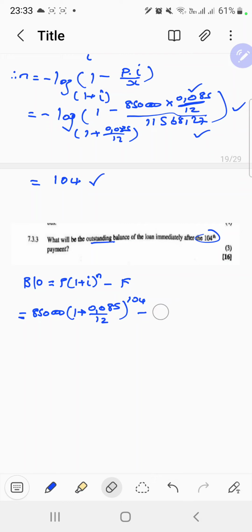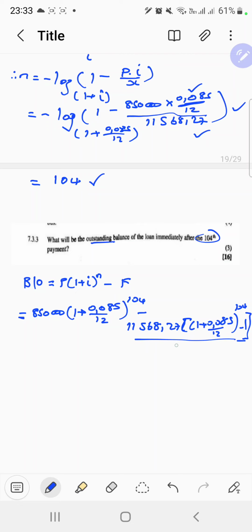It's not really working out, so we're just going to put it here. So this is going to be 11,568.27 into 1 plus 0.085 over 12, all to the 104 minus 1. Close it. And then all of it we divide by 0.085 over 12. Okay, it's a bit complicated. Space became my enemy there. All right, so let's do it, folks.